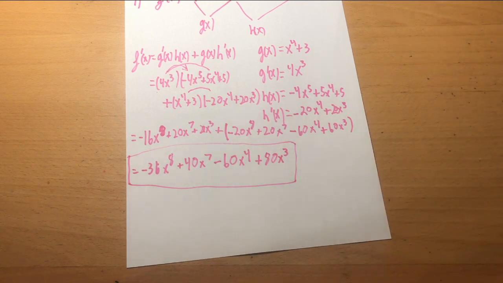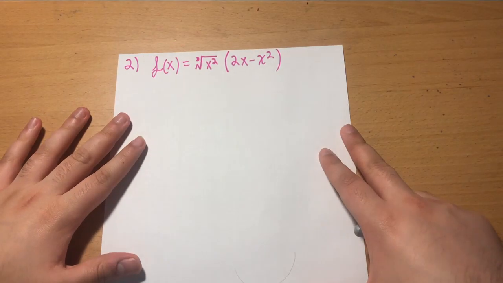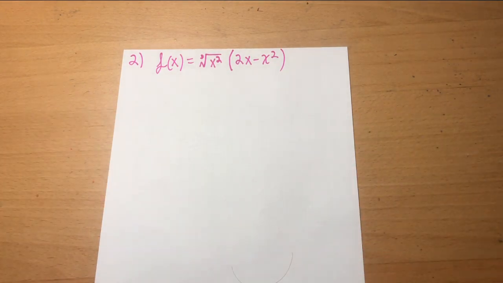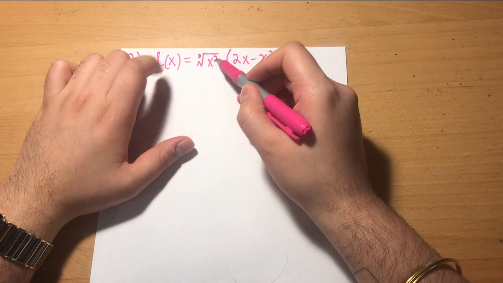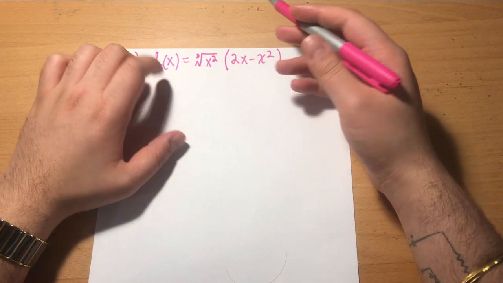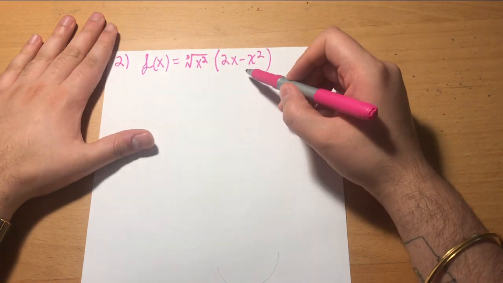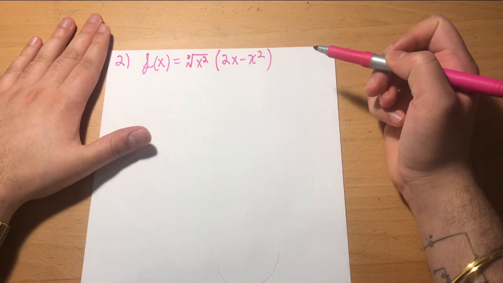Okay, let's move on to a different example. All right, so this next example, a little more complicated, but still the same product rule we're using. We have here the third root of x squared multiplied by, in parentheses, 2x minus x squared.